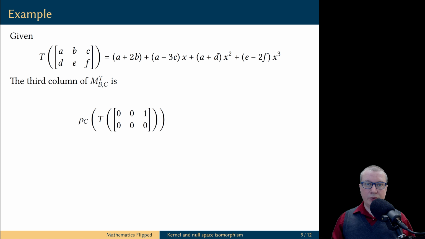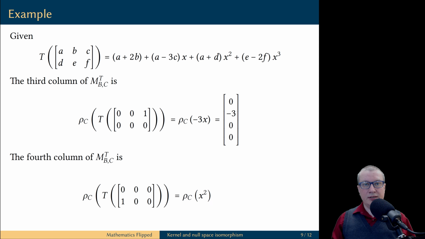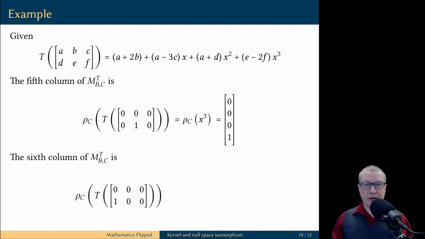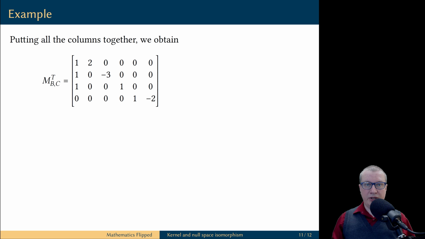We then compute the third column of the matrix by using the third vector in the basis B. We compute the value of T, and then we coordinatize relative to the basis C. We do the same for the fourth vector in the basis. We compute the value of T. We coordinatize this relative to the basis C. Then the fifth column, which corresponds to the fifth vector in the basis B, compute the value of T, coordinatize relative to C, and finally the sixth column, we take the sixth vector in the basis B, compute the value of T, and then coordinatize this polynomial relative to the basis C. We have computed all 6 columns of the matrix representation, therefore this is what the matrix looks like.